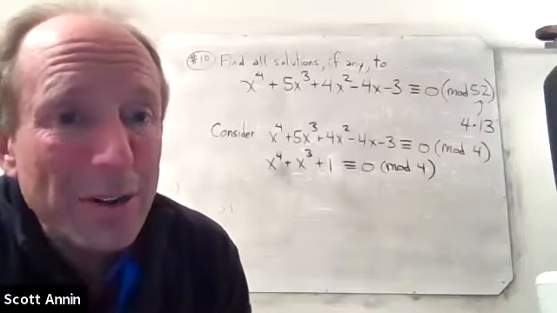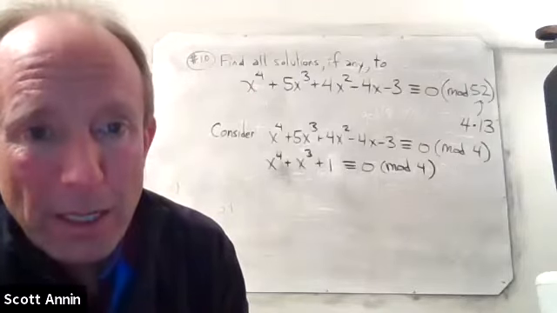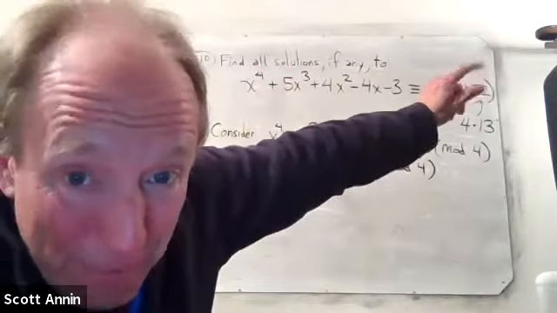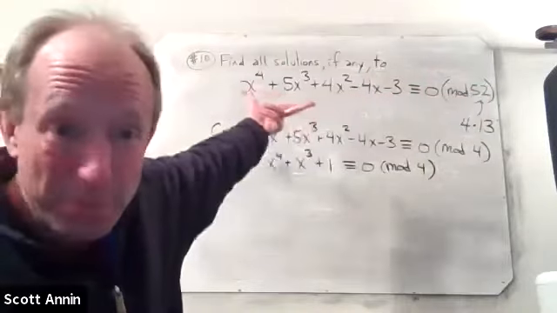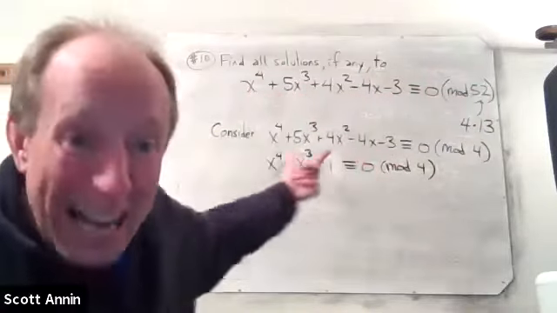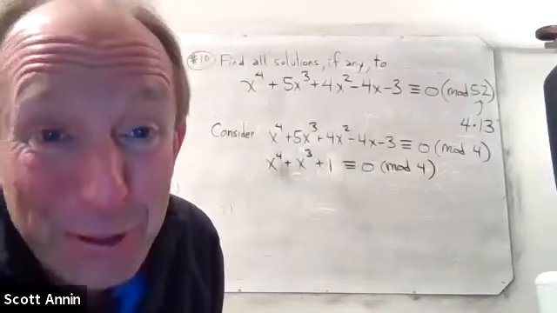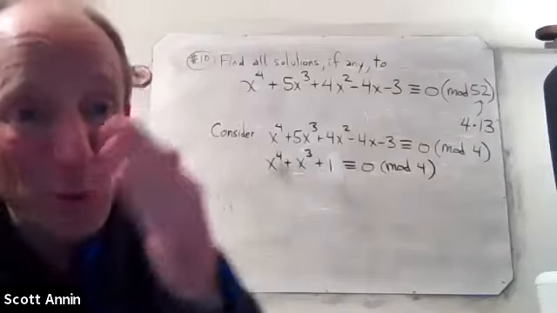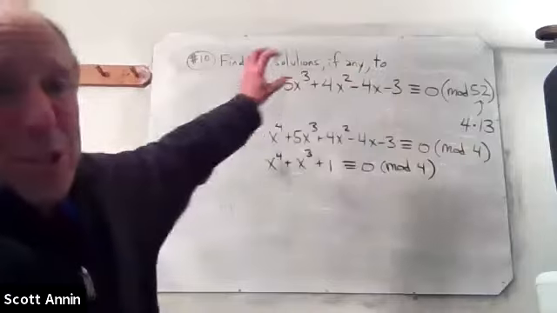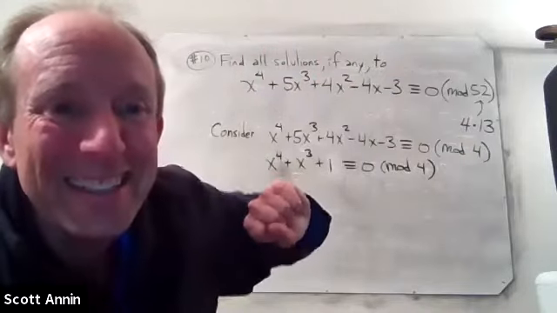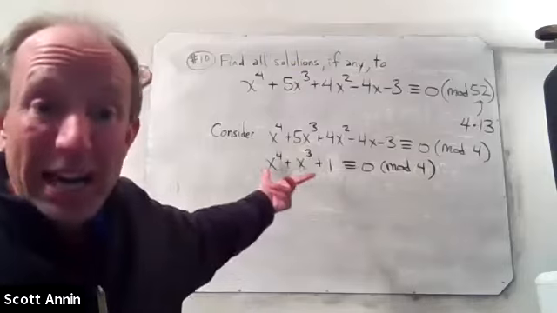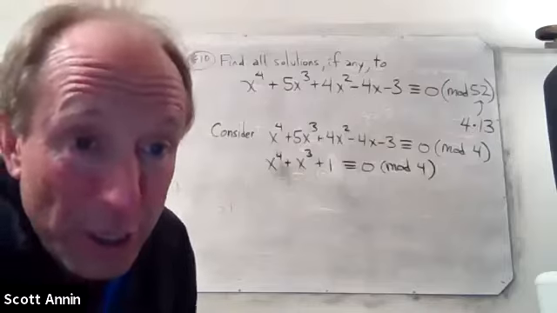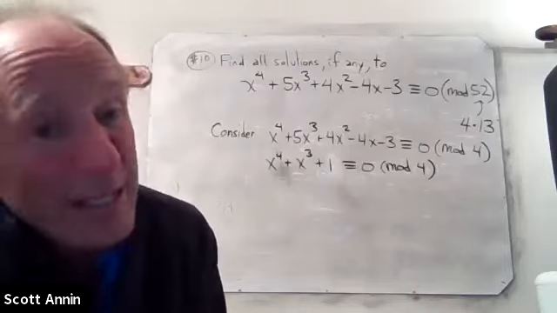Now, I should point out that if there's a solution to this first congruence, if 52 divides this expression up here, then 4 has to divide that expression too. 4 divides 52, which divides our polynomial. So that means in particular that 4 has to divide this. So this is good. We've got it expressed as a modular equation, a congruence. But it's still not linear.